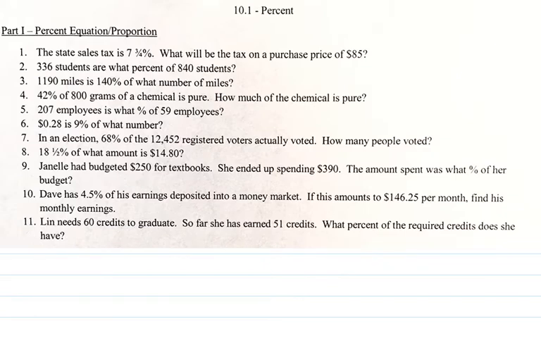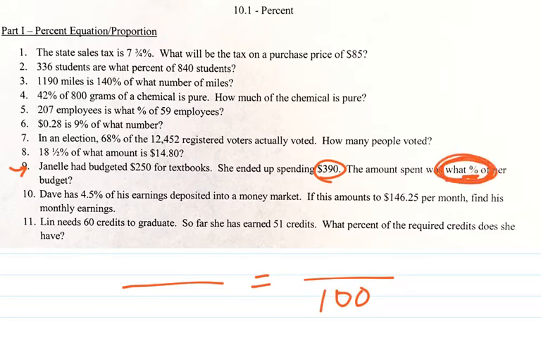Let's do number 9. Janelle had budgeted $250 for textbooks. She ended up spending $390. The amount spent was what percent of her budget? So the whole that she wanted to spend, this one's tricky because they don't straight up say is and of. Okay, but we do know that we start out of 100. What's missing is what percent. So my percent is what we don't know.